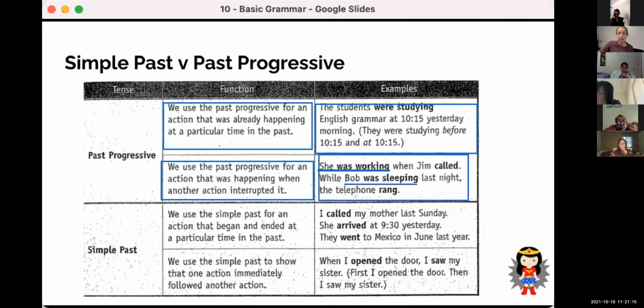In these two sentences here, we have the past progressive verb and a simple past verb. Because that action that interrupted, it's also an action, it's also in the past, and it was a completed action. We're going to talk more about those examples in just a minute.